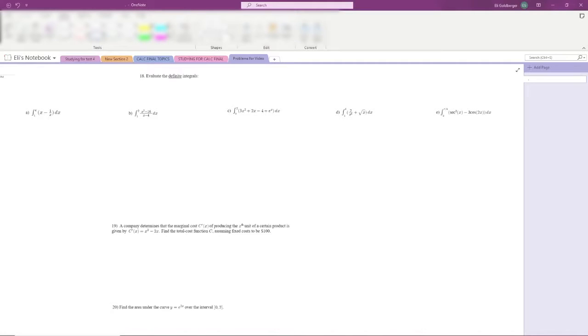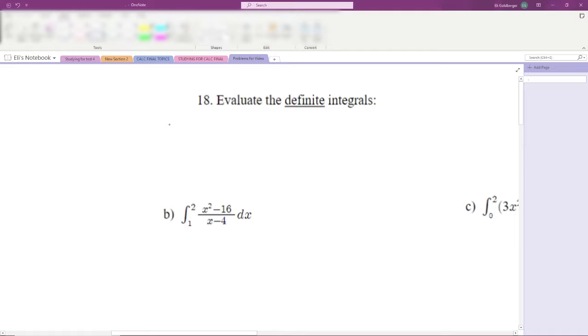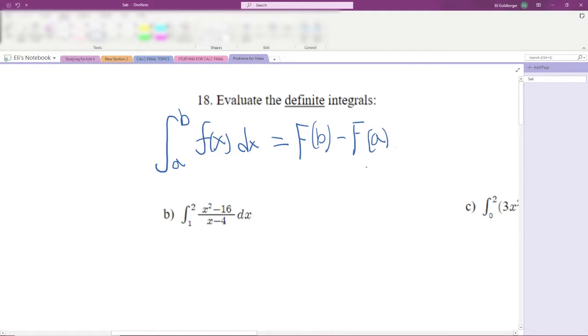Okay, so this is the final review, question 18. And for all of these, A through E, we will be using the fundamental theorem of calculus, which states that if you take the integral of a function from a to b of f of x, and we call the antiderivative F, then that equals F of b minus F of a. So that's the fundamental theorem of calculus, and we'll be applying that to each one of these problems.